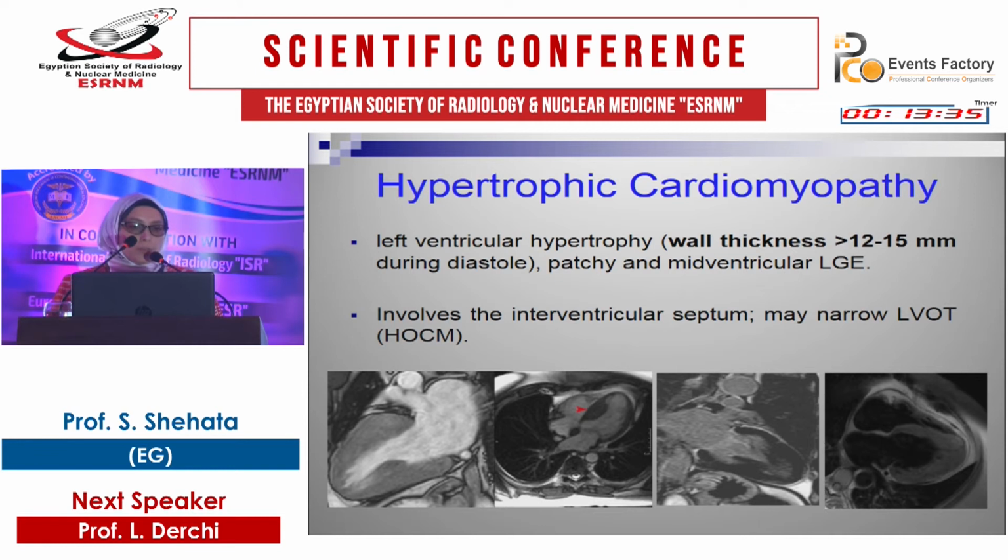In this case, hypertrophic cardiomyopathy, the left ventricular hypertrophy, where the wall thickness exceeds 12 to 15 millimeters during diastole, with patchy late gadolinium enhancement. These are three different types of hypertrophic cardiomyopathy: either diffuse concentric hypertrophy of the left ventricle, or focal, or mesh-like. Sometimes only the papillary muscle is hypertrophied, exerting mid-ventricular obstruction, or the special type is the one restricted to the apical region.